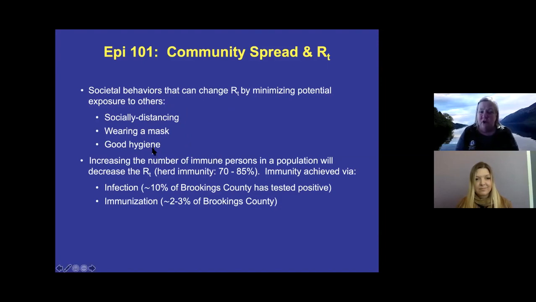Another way to decrease RT is to increase the number of immune people in the population. That will reduce the RT because they're not susceptible to get infected. And herd immunity, we've talked about before. They're thinking now 70 to 85% of the population needs to be immune in order for this to happen. And you can get immunity two ways. You can either get it through being infected, and about 10% of Brookings County has tested positive, not very close to the 70 to 85%.